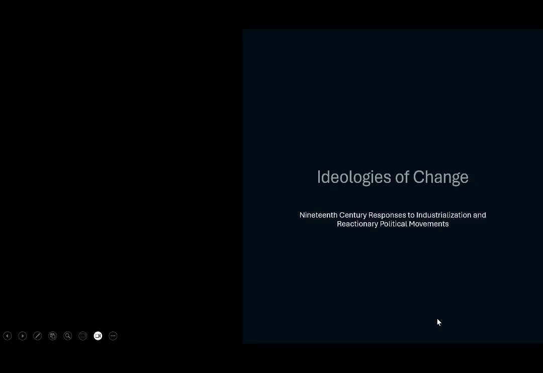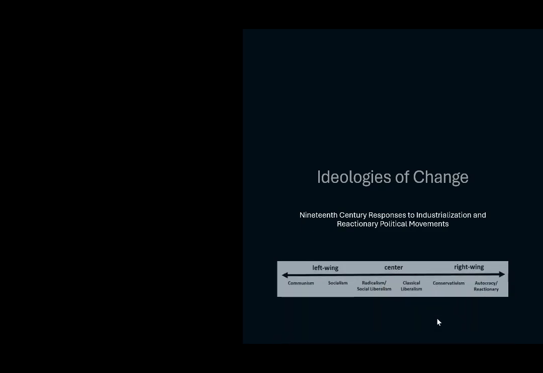Hey, so we are looking at the ideologies of change. These ideologies of change are going to come out in the first half of the 19th century. We're going to look at the 19th century responses to industrialization and reactionary political movements. We're going to continue to develop this political spectrum.